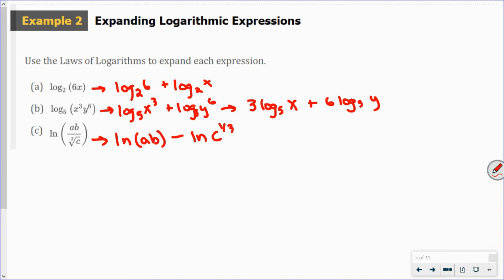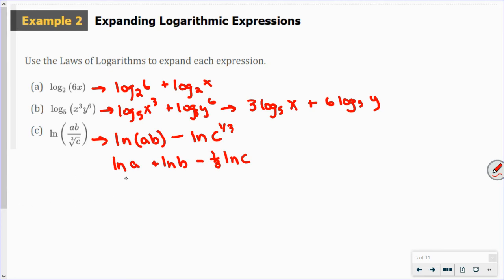Okay, so we can do a couple things here. We can break up this multiplication with addition. So we have ln of A plus ln of B. And then this 1/3 comes out front. So minus 1/3 ln C. And then nothing cancels or nothing reduces. So we have nothing else to do.